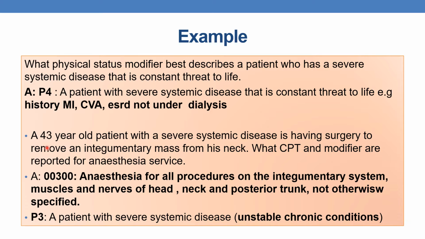43-year-old patient with severe systemic disease is having surgery to remove an integumentary mass from his neck. What CPT and modifier are reported for anesthesia services? First CPT is 00300, anesthesia for all procedures on the integumentary system, muscle and nerves of head, neck and posterior trunk, not otherwise specified. And the physical status modifier is indicated with P3. Here the patient has severe systemic disease and is undergoing a surgery. So a patient with severe systemic disease is indicated by P3 modifier.